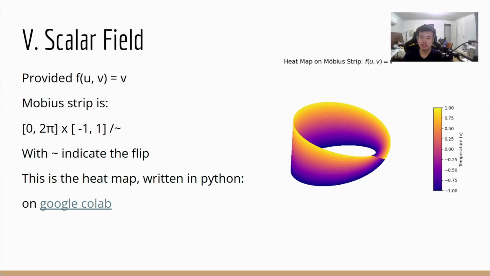To visualize this, I created a heat map using Matplotlib in Python. As you can see in the visualization, the lower end of the strip corresponds to a lower value, and the upper end shows the higher values. That is clearly demonstrated by the brighter colors of the gradient of the heat map.